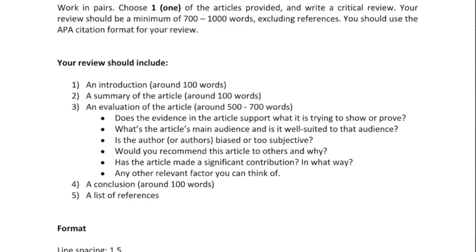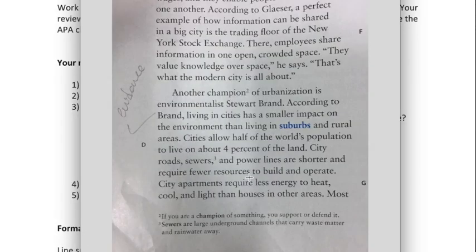So what do you think about Stewart Brand's evidence just now on page 54, paragraph D? Is the evidence strong or weak? If the evidence is strong, you say in your article review assignment, Stewart Brand says that, or the article says that, living in cities has a smaller impact on the environment. However, the evidence given in the article is not strong enough. This is because, so you support your opinion with a justification.